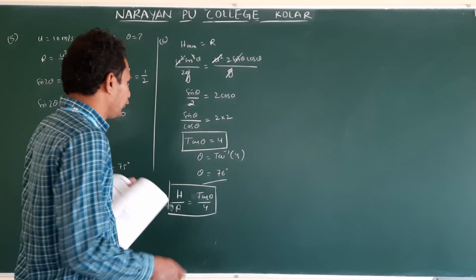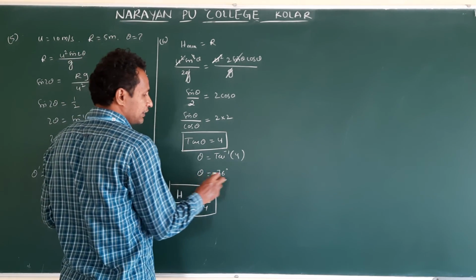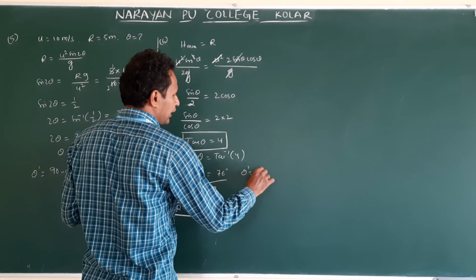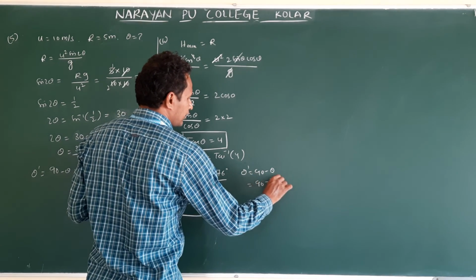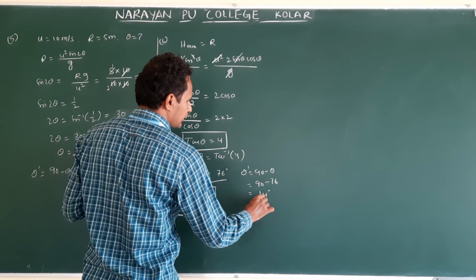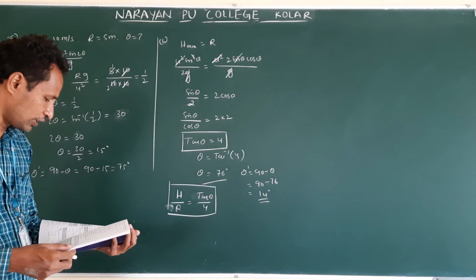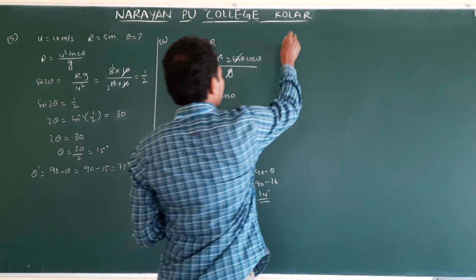Okay? And once we got 76 degrees, the other angle is theta dash is equal to 90 minus theta. So 90 minus 76 is 14 degrees. Am I correct? Yes, the other one is 14 degrees.